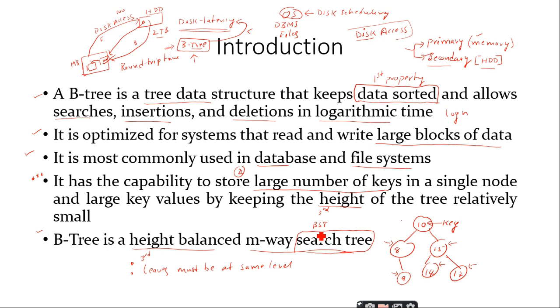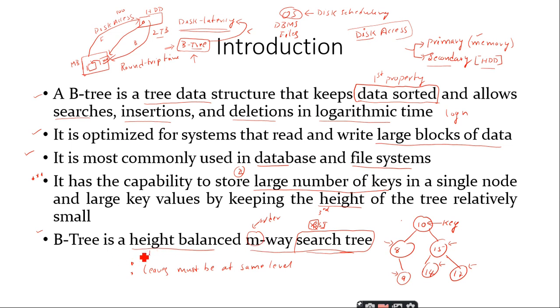That property is maintained. So it is a generalized search tree, but we are not calling it a binary search tree. It is not binary, right? It is a search tree and it is an M-way search tree. That means we'll see what this M is called. What is this M called as? Order of B tree, right?